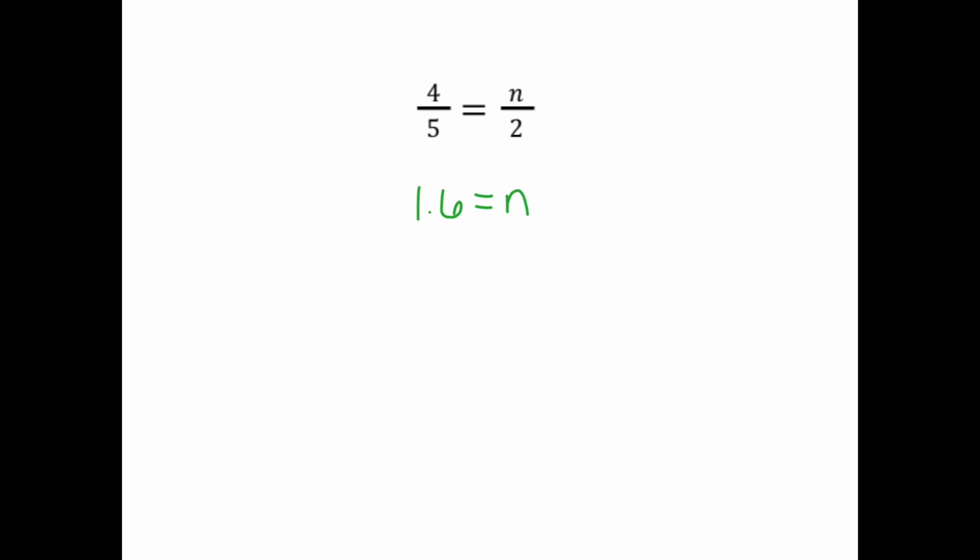Taking a closer look at what that answer means, when you have a fraction of 4/5, 4 is very close to 5. So we need a number that is very close to 2 in order to complete this proportion equation, because they are equal. So 4/5 has to equal something over 2, so they should have that same relationship. So 4 is very close to 5, and in the same way, 1.6 is very close to 2. That's just a way to do a quick check to make sure that your answer actually makes sense.